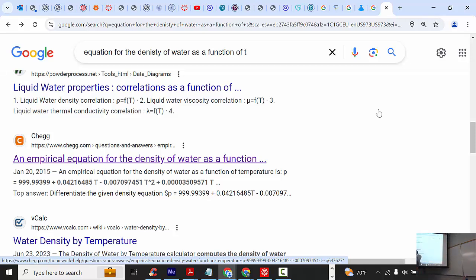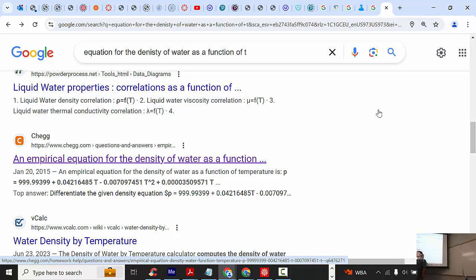What does empirical mean? From observation. So based on that data table, this is the equation that they came up with for the density of water. The density of water is equal to 999.99399 plus 0.042 T minus 0.00709 T squared plus whatever. It's a polynomial function. And so what you do is you plug in the temperature here and solve for the density. So this would be the empirical equation that defines that.